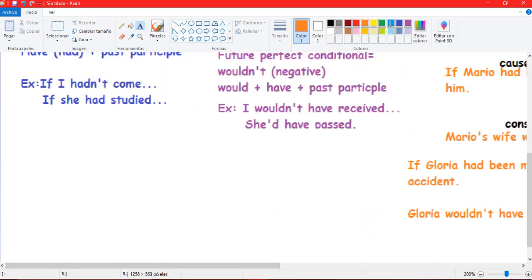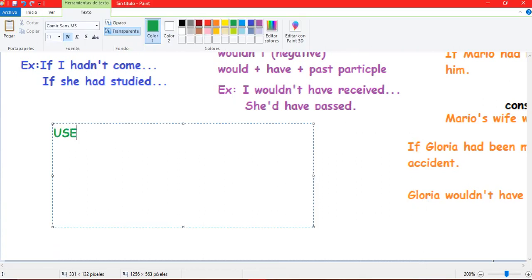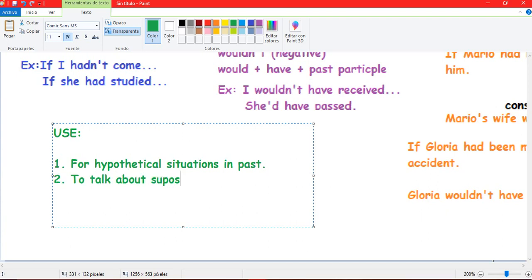Okay, what is the use of the third conditional? Number one, for hypothetical situations in the past. To talk about suppositions or speculations in the past. Okay.